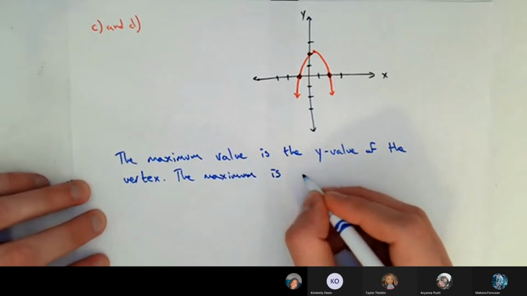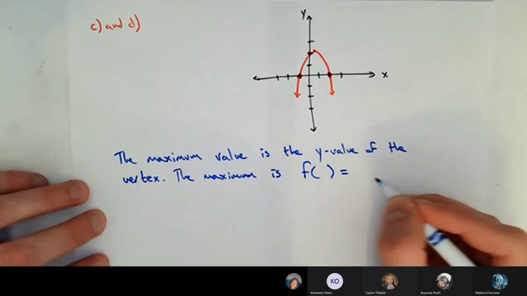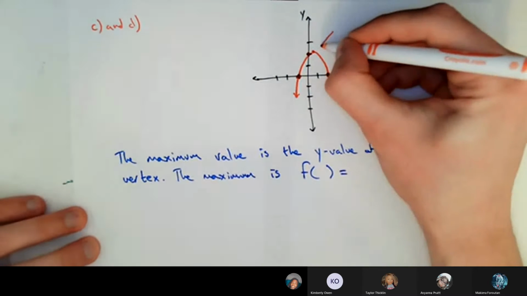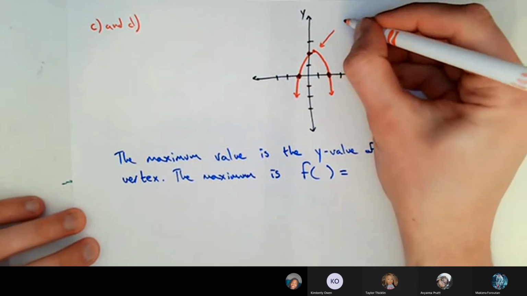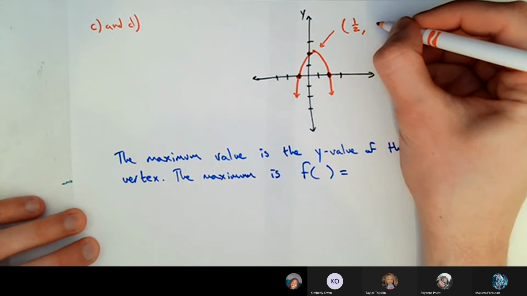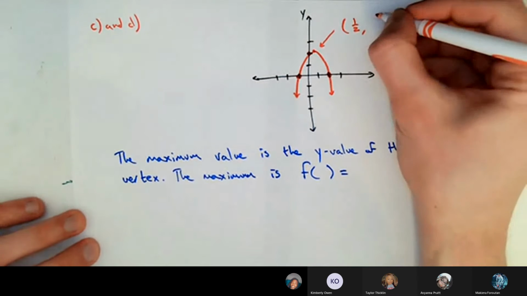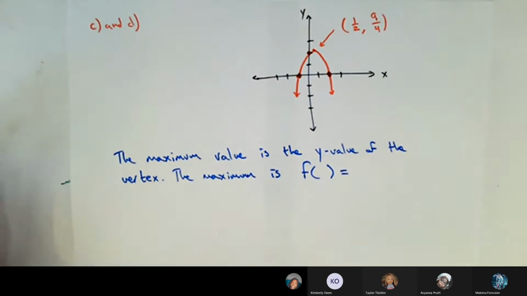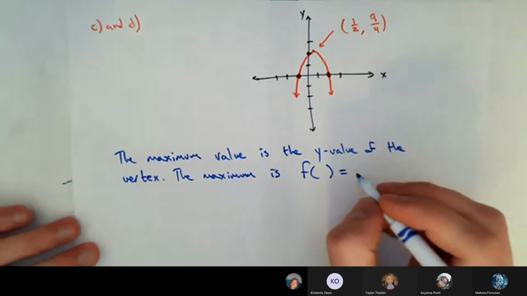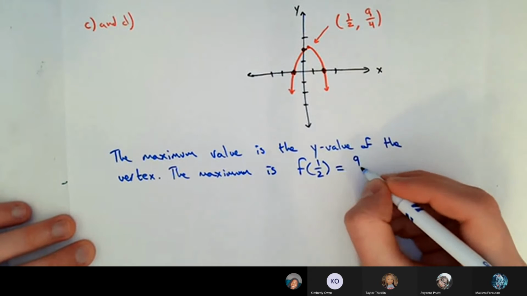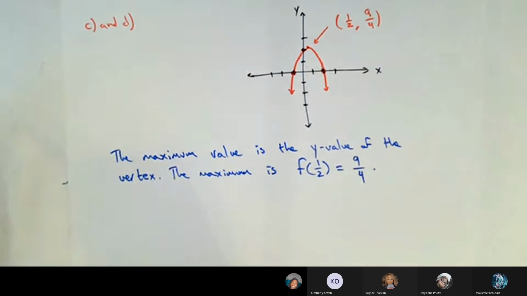So the maximum is f of something equals something, right? And where does this come from? It comes from the vertex, which I'll write down again. I'm going to write it in fraction form. It was 1/2, what was it? 9/4. There we go. 1/2, 9/4. So we would say f of 1/2 equals 9/4. There it is. That's the maximum value.